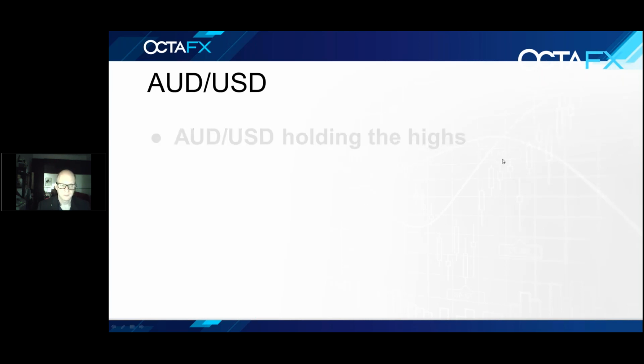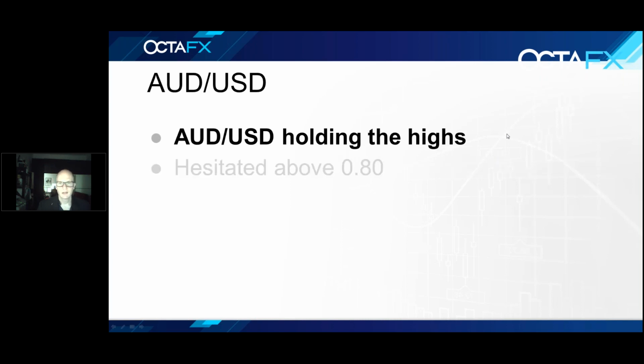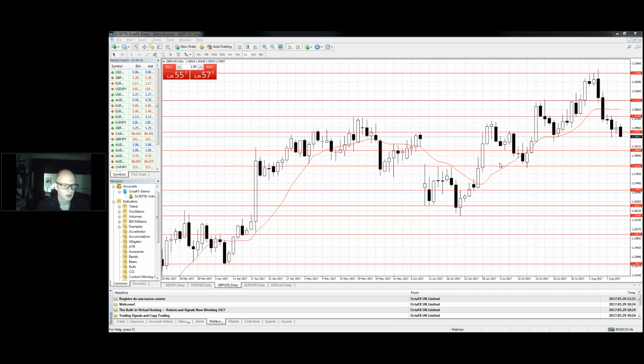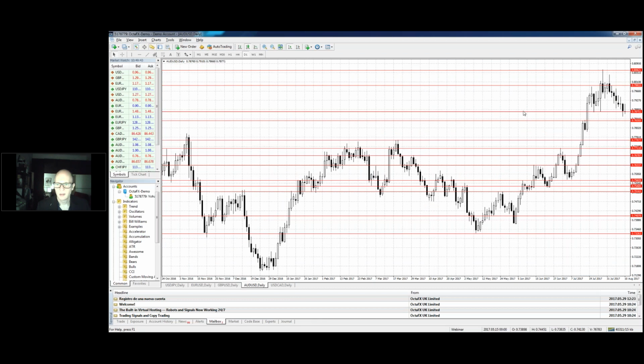So Aussie is holding on to the highs, sort of dropping just a bit against the US dollar. It had some altitude sickness, I would call it, above 80 cents, but it isn't falling that fast. And volatility is looking good. Volatility was stuck for quite some time. Now it's back. Let's look at the charts. So here we are. Let's zoom in just a bit.